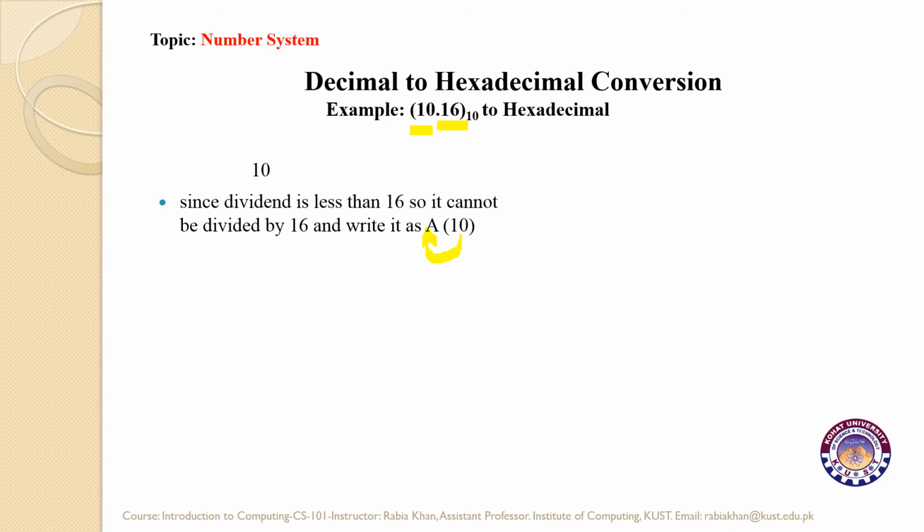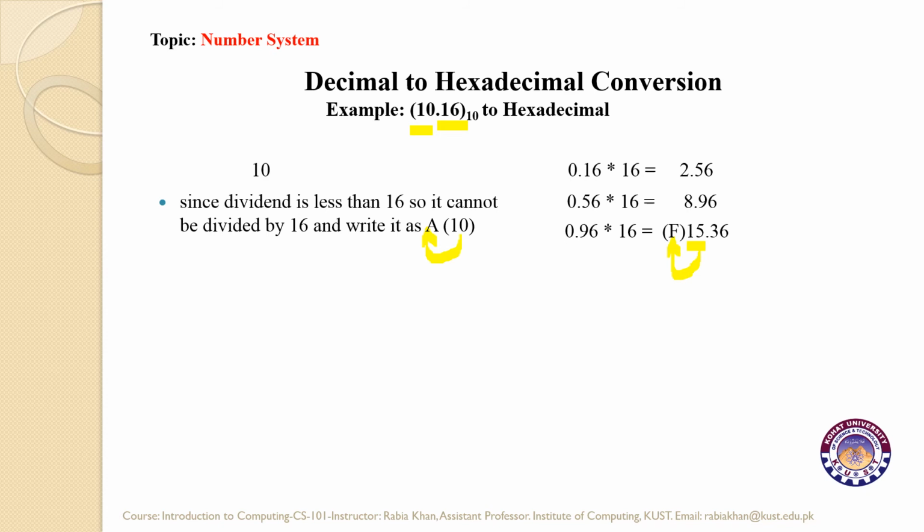So we perform the multiplication. 0.16 is multiplied by 16 and the result is 2.56. Again the fractional part is multiplied. 0.56 is multiplied by 16 and the result is 8.96. Again the fractional part 0.96 is multiplied by 16 and the result is 15.36. Here you can see the carry is 15. 15 is not a valid digit in the hexadecimal number system, and its respective symbol F is written instead of 15.